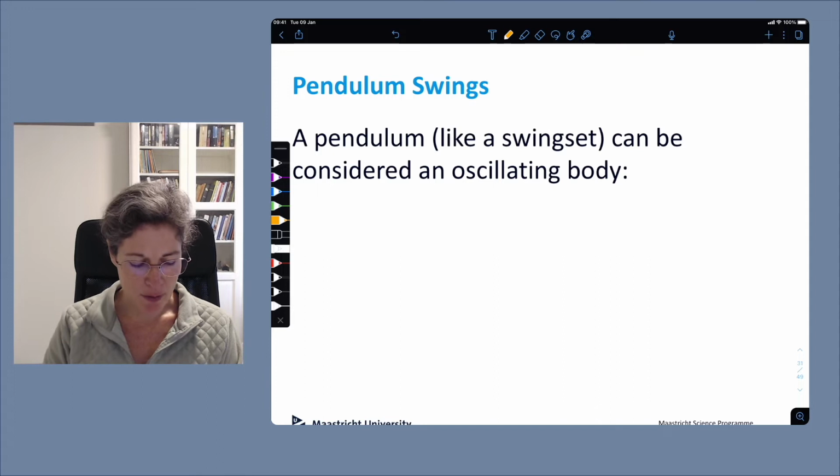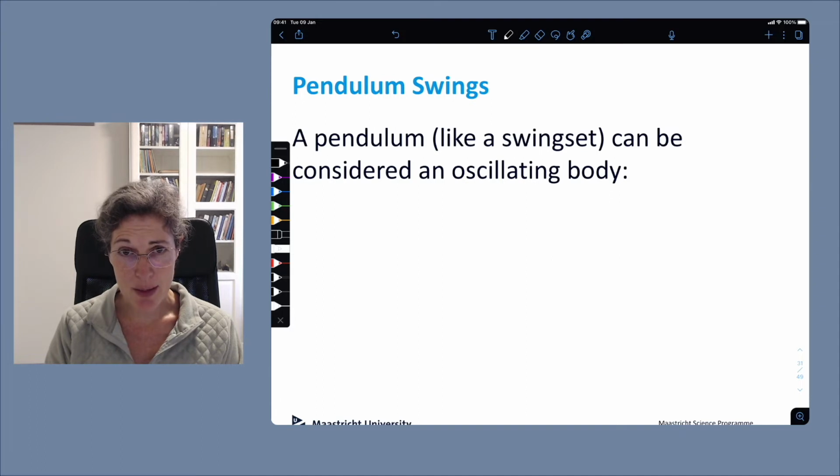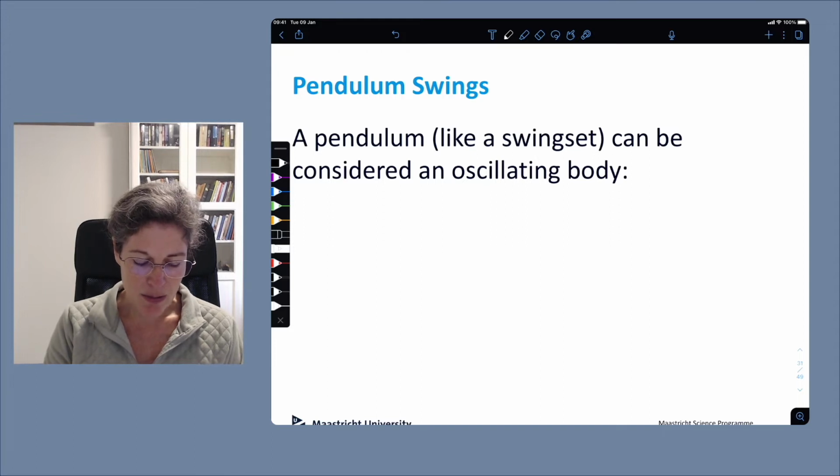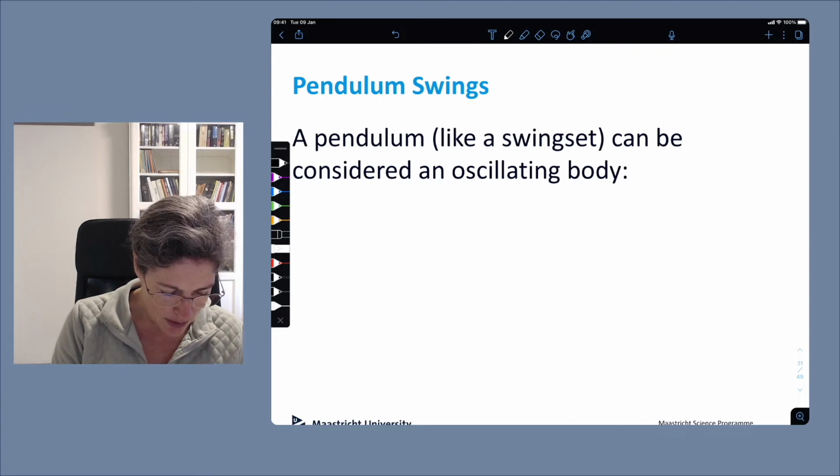I thought it would be fun for us to have a look at describing a pendulum using simple harmonic motion, because you've just been doing the experiment in the lab. So you've just been working out g based on a pendulum. Well, let's just check that we understand the physics behind those calculations. Okay, so a pendulum can be considered an oscillating body. So let's just have a nice little diagram. Here we go.